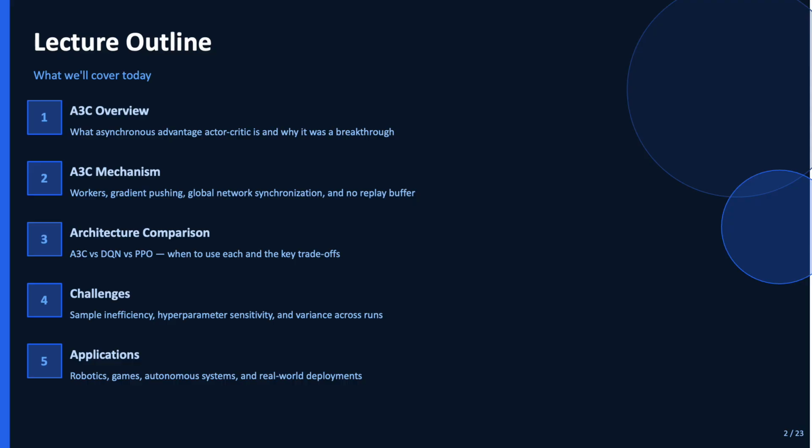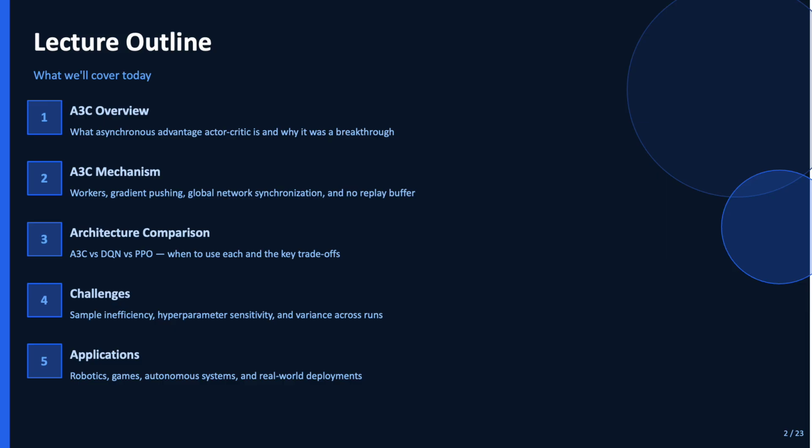A3C, Asynchronous Advantage Actor-Critic, was introduced by DeepMind in 2016 and fundamentally changed how deep reinforcement learning was trained at scale. Before it, most reinforcement learning systems were limited to a single agent collecting experience one step at a time, which made training painfully slow for complex environments.